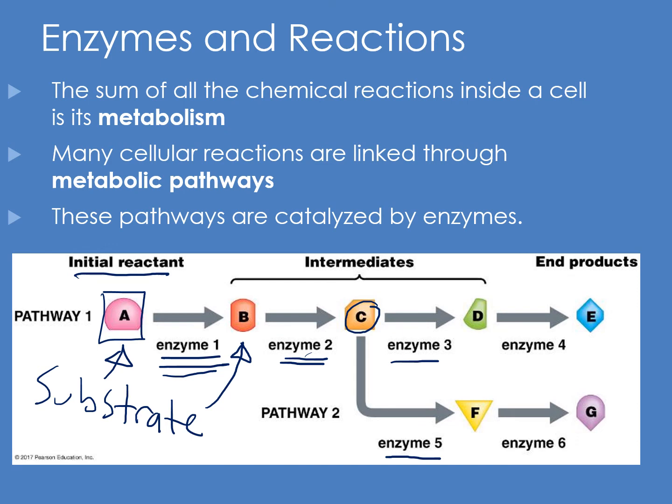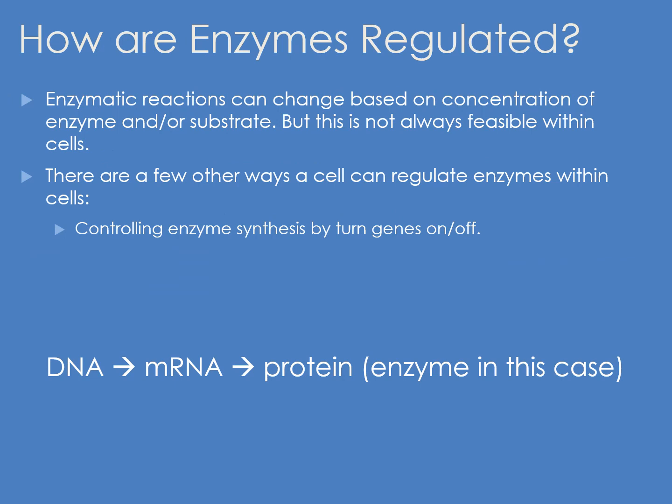Now, you can kind of think of this as an assembly line in a factory. One thing produces the next, and then the next worker takes that and improves on it or changes it a little bit. These are metabolic pathways. How are enzymes regulated? So enzymatic reactions can change based on concentration of the enzyme and/or substrate, but this is not always feasible within cells.